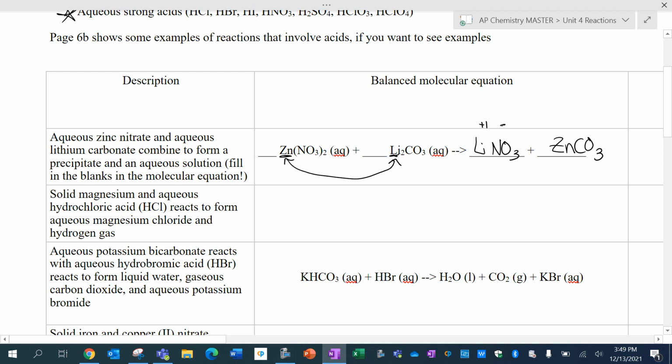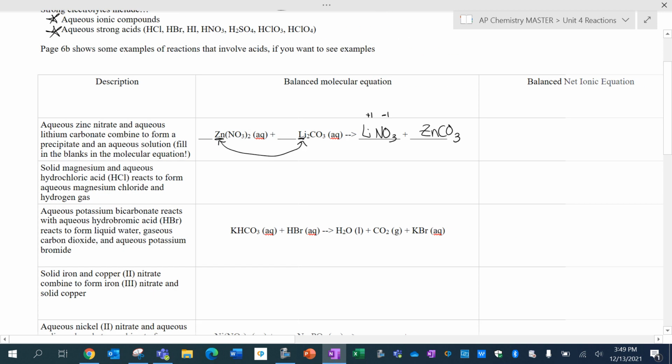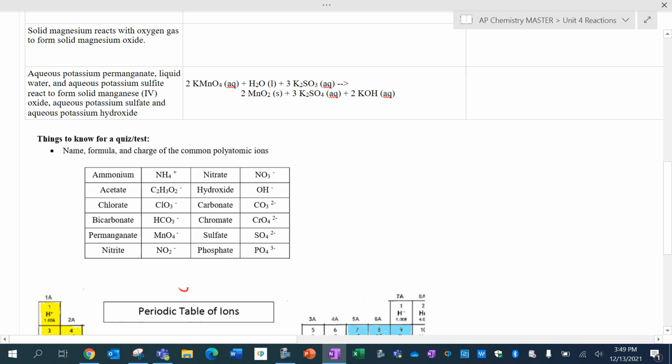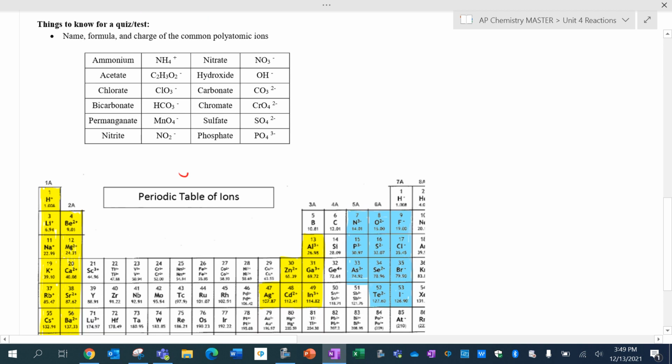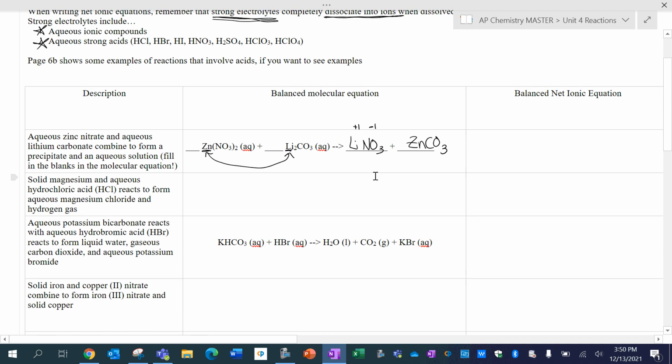To look at the charges, I'm going to look at one of my reference pages that has all the ion charges on it. I will see that lithium, because of where it is on the periodic table, forms a +1 ion. And nitrate is one of these polyatomic ions we should be familiar with. It's got a charge of -1. The rule is we want these charges to add up to 0. So these ones add up to 0. Perfect. I'm done. Let's look at these ones.